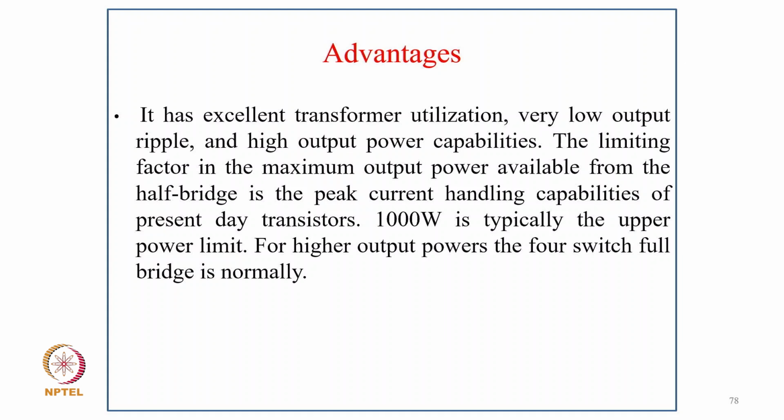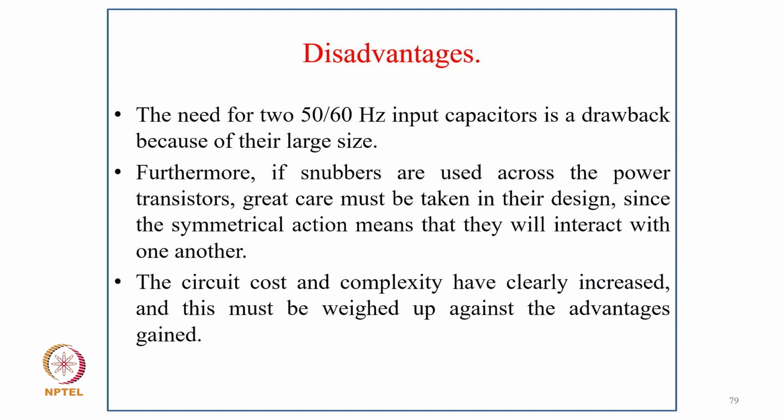The limiting factor in the maximum output power available from the half bridge is the peak current handling capability of present day transistors. That is, 1000 watts is typically the upper power limit. For higher output power, the 4-switch full bridge is normally used.